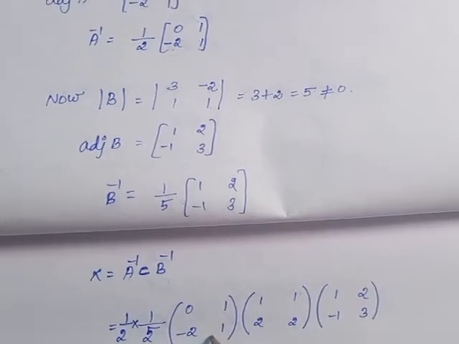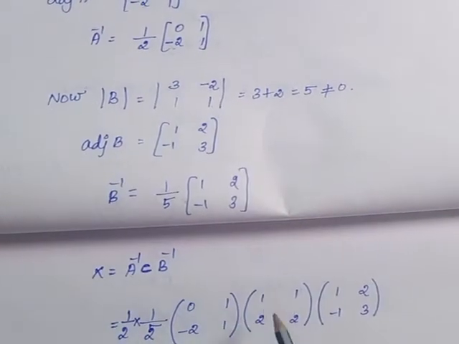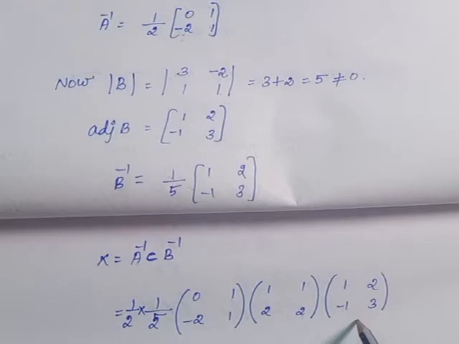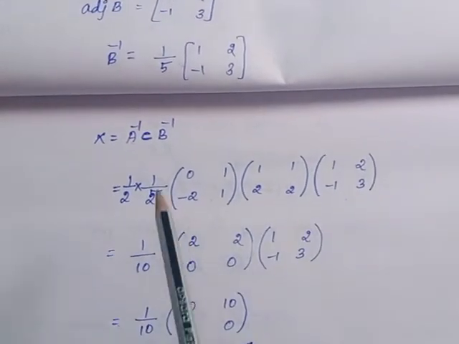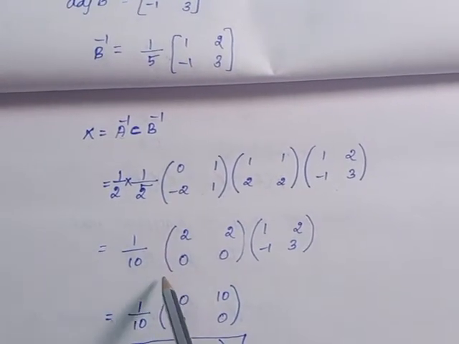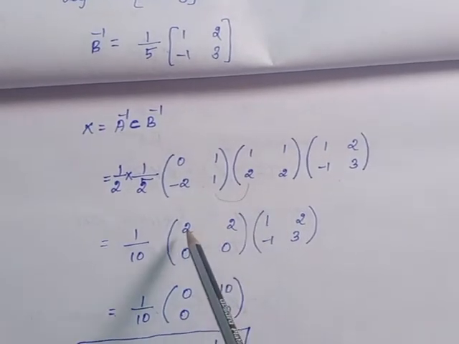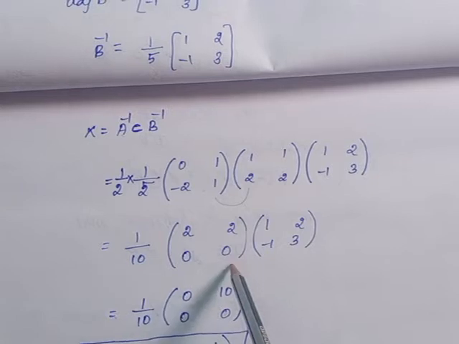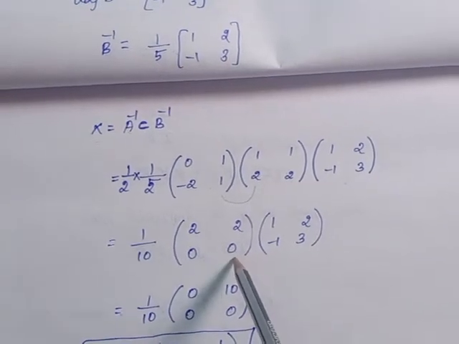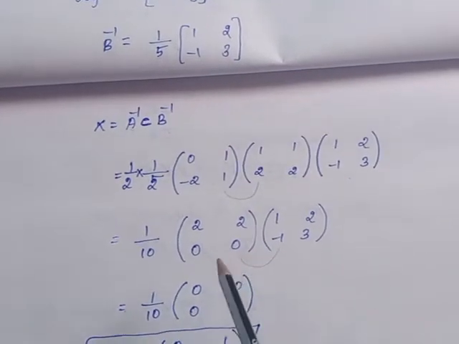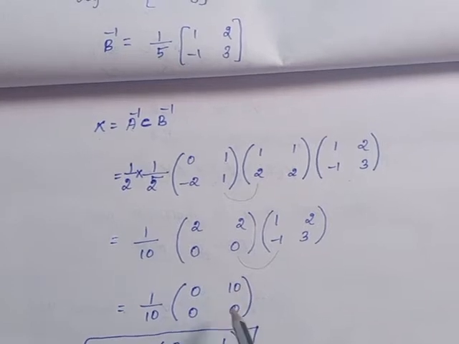Next I have to write the A inverse matrix, next the C matrix, and then the B inverse matrix. Now 1 by 2 into 1 by 5 is 1 by 10. Next you have to multiply these two matrices and we get the answer 2 2 0 0. Next step you multiply these two matrices and we get the answer 0 10 0 0.